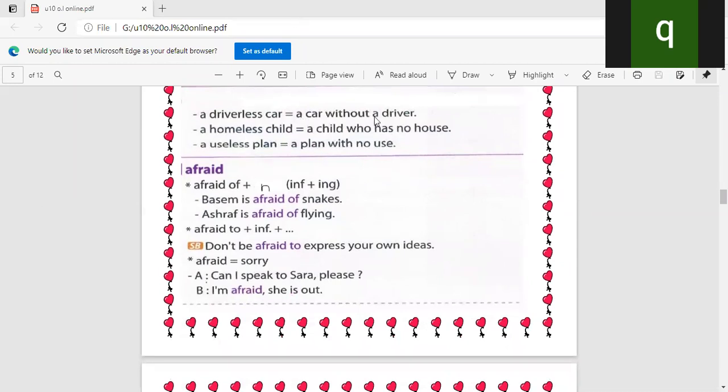Driverless car, a car without a driver. Homeless child, a child who has no house and lives in the streets. A useless plan, a plan with no use. So the suffix less makes a different word, the opposite of the word, okay? When something is useful and we put less at the end of the noun, it makes a different meaning. A driverless car means a car without a driver. Homeless child, a child with no home. A useless plan is not useful.